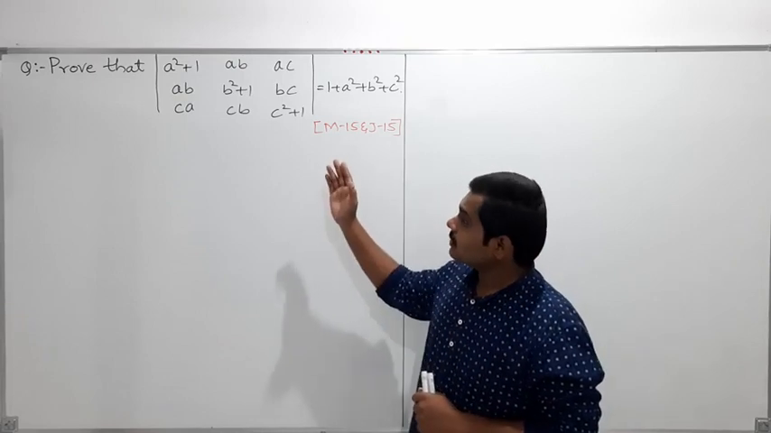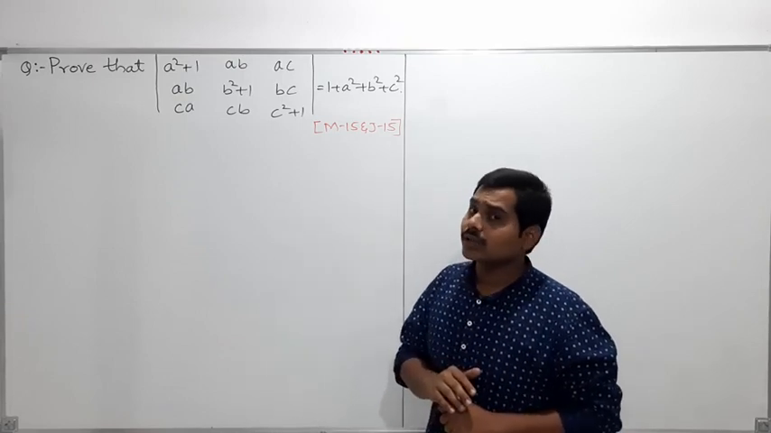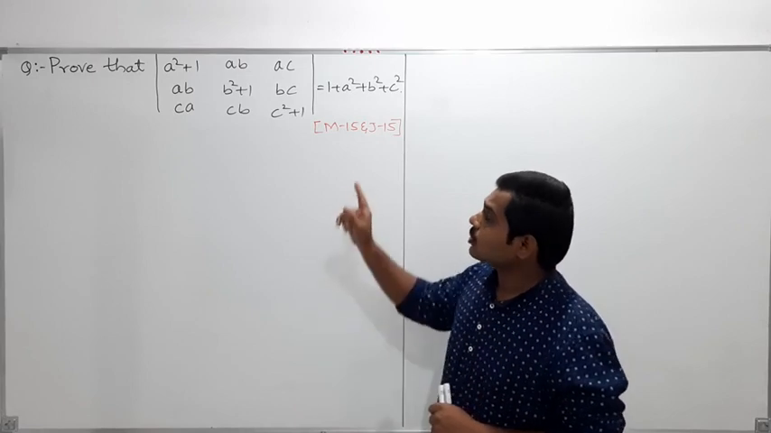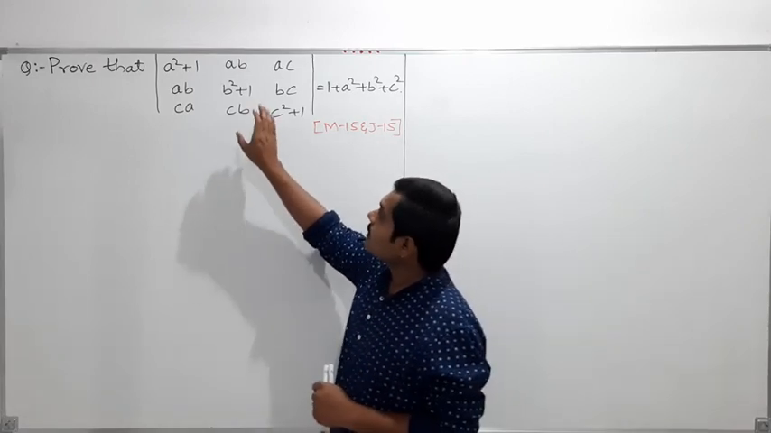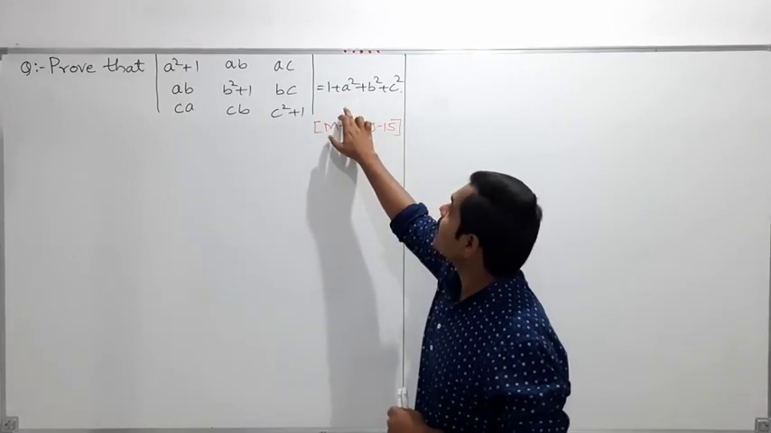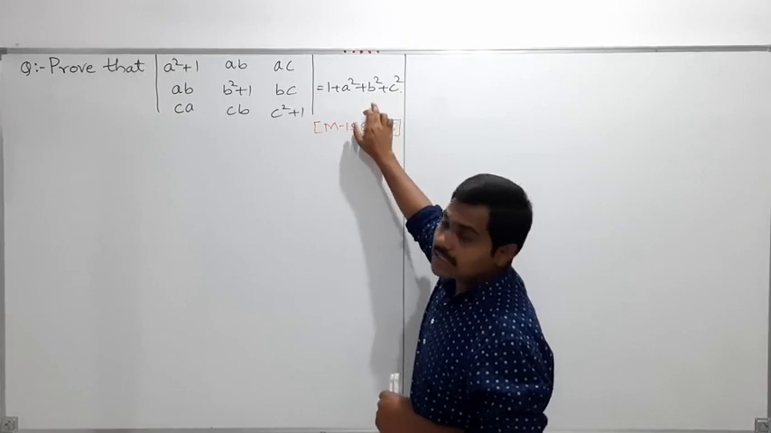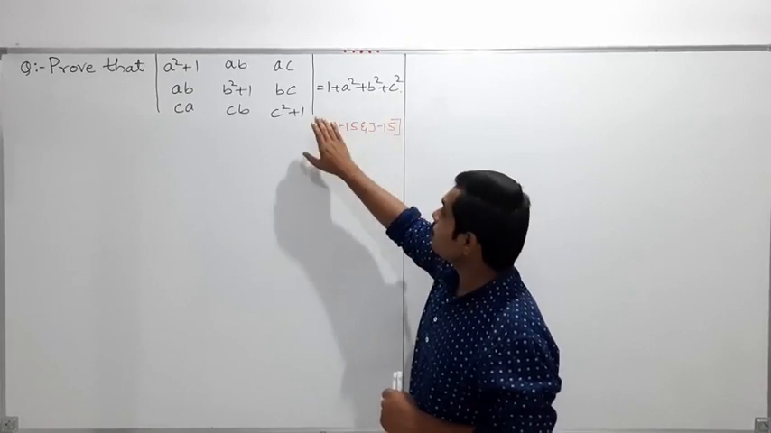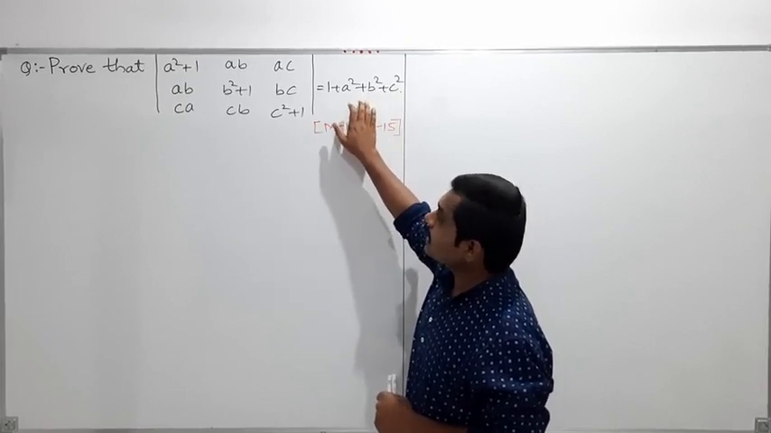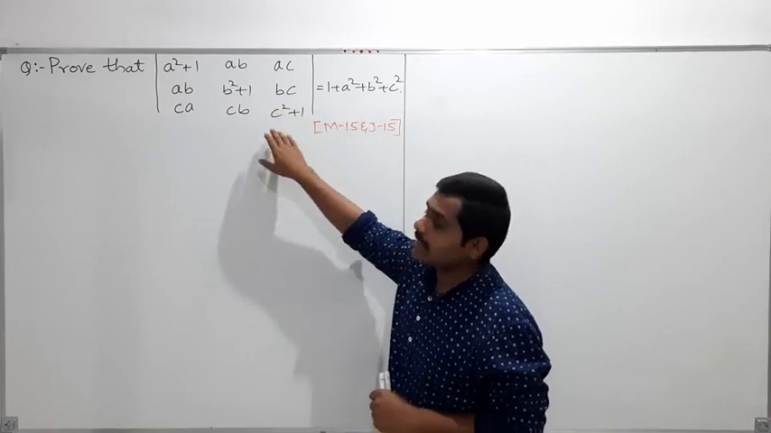So, I already wrote the question here. The question is, prove that this determinant value is equal to 1 plus a square plus b square plus c square. Clear? To prove this result, my dear students, first I will consider this LHS part.